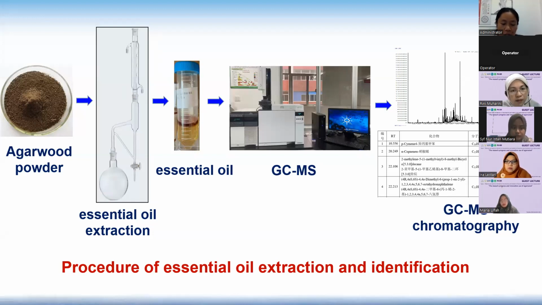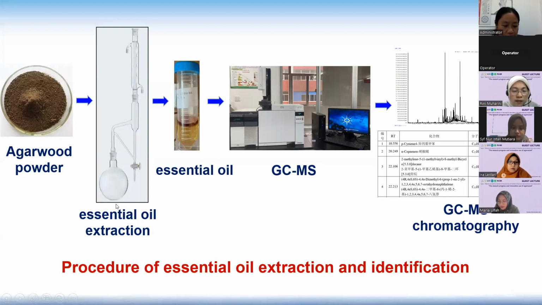When extracting the essential oil, the flask will be put into a heater. And then the condenser will be connected with running water. The water goes in from here and comes out here. Actually, inside there is a tube, and the water runs outside.